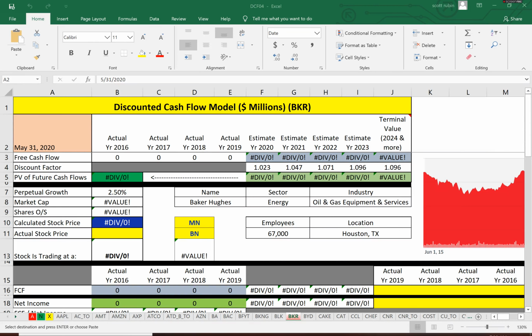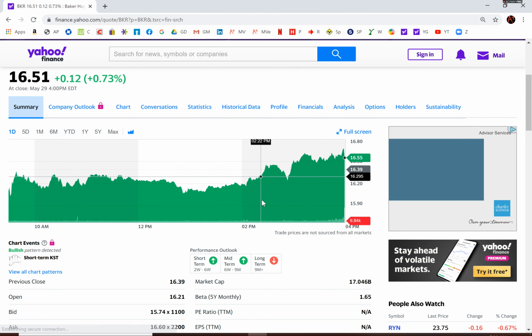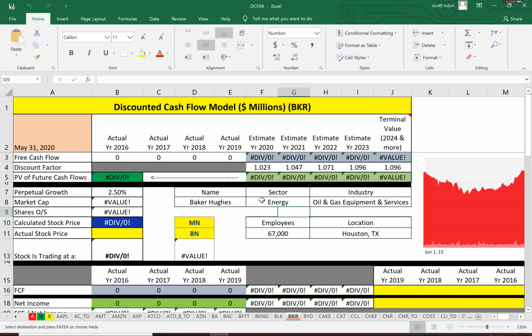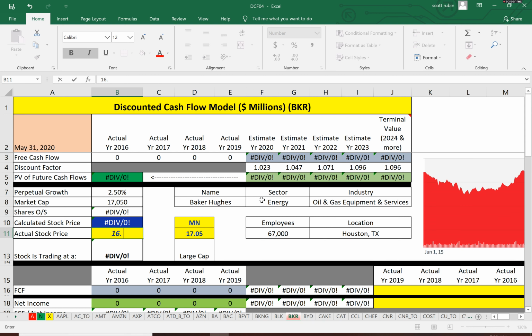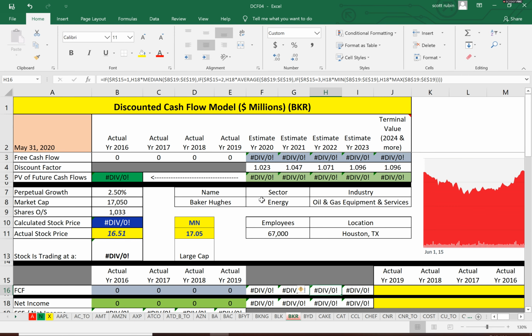We're going to calculate the stock price for Baker Hughes. The first thing we need is the market cap. And that's 17.05 billion. And now the stock price, 16.51. And the shares outstanding, you take the market cap divided by the stock price, and you get shares outstanding, which is 1 billion shares. Next, we need free cash flow.